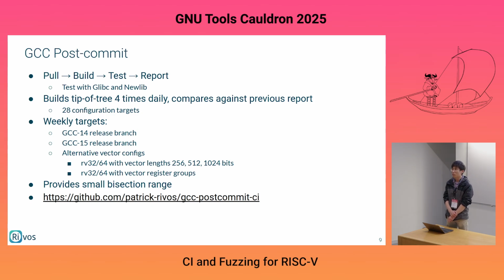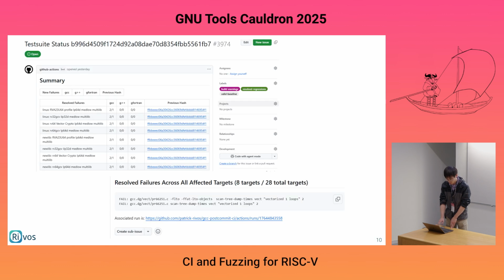Given how we build it 4 times daily, we have a pretty small bisection range, so this helps tremendously with regards to identifying which commit caused a new regression or fixed them. So this is just a brief example of what it looks like. It tells you the number of failures that were solved upon which targets, and also which tests were solved.